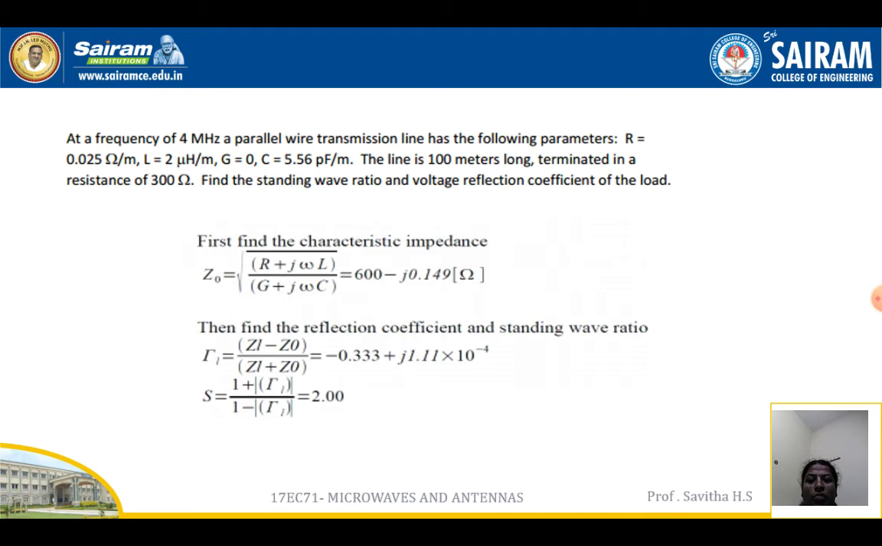Since in the problem they have given the ZL value and we already got the Z0 value, substituting both values, I'll get the reflection coefficient value. Then the standing wave ratio is 1 plus the magnitude of the reflection coefficient divided by 1 minus the magnitude of the reflection coefficient. So that answer will be 2.